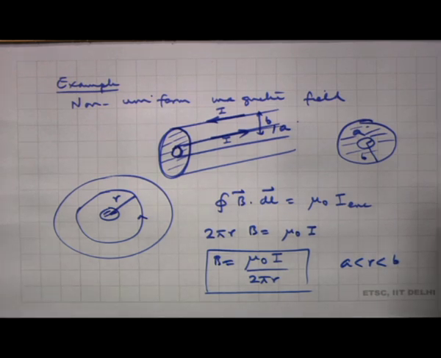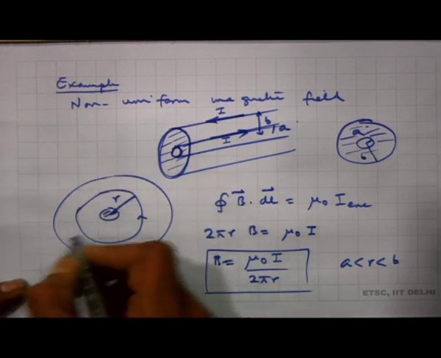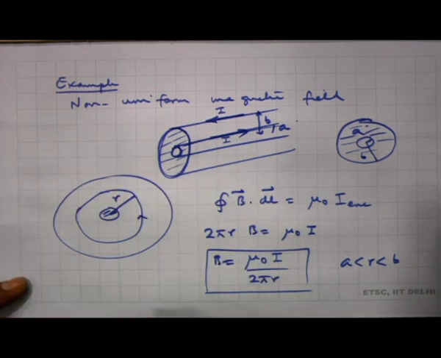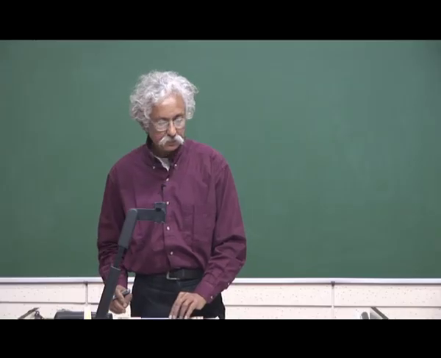And for r less than A, magnetic field is 0, for r greater than B, magnetic field is 0. So, I leave it as a problem to you. Please show that there is no magnetic field for distances less than A, and there is no magnetic field for positions outside this coaxial pair of conductors. So, that is the magnetic field generated.